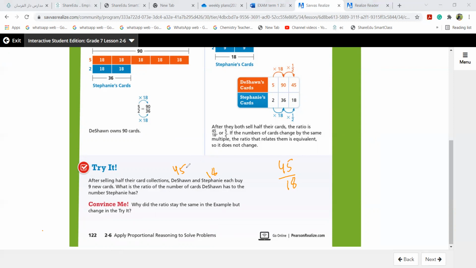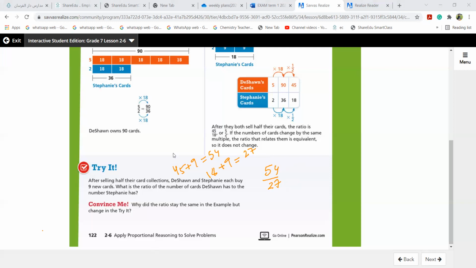You do plus 9, and you do plus 9. So when you do plus 9, this becomes 54, right? And 18 plus 9 becomes 27, right? So if I do the ratio of 54 and 27, can you just check it with a calculator?